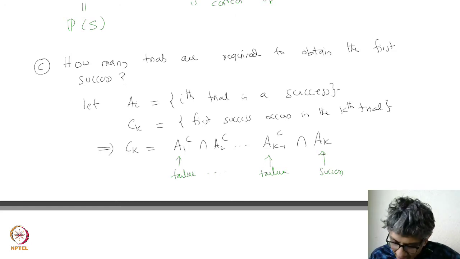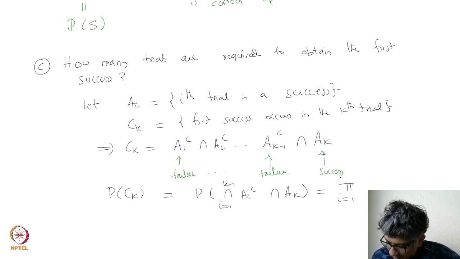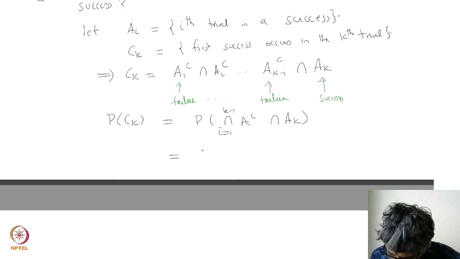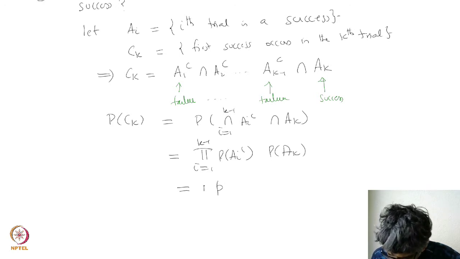So now this can be calculated quite easily, right? Therefore, the probability of Ck is going to be the probability of the intersection of i equal to 1 to K-1 of Ai complement and Ak. And that's just going to be the product over i equal to 1 to K-1 of the probability of Ai complement, times the probability of Ak. That's the same as 1 minus p to the power k minus 1, times p.